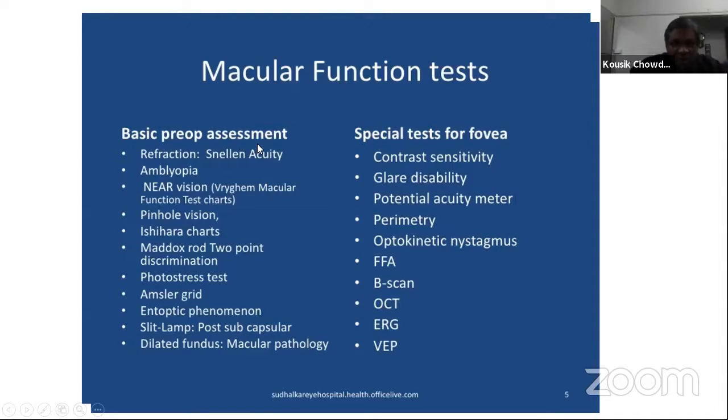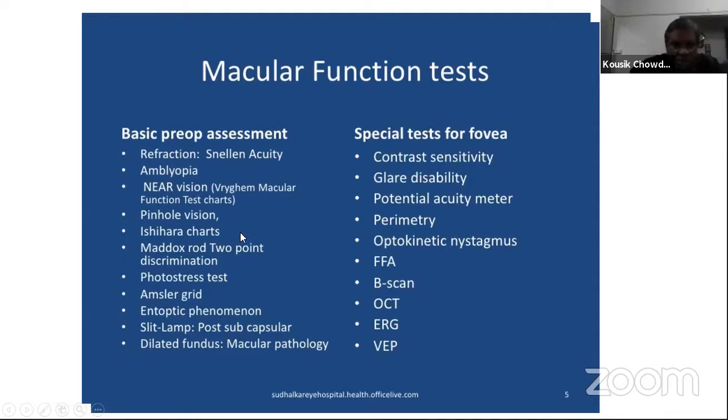Preoperatively, we usually see a cataract or dense cataract is present, and so we have to find out whether the macula is good or not, whether macular function is present or proper or not. So we have to check before cataract operation. Refraction is one, and to see the macular functions, near vision also, pinhole vision, Ishihara chart.